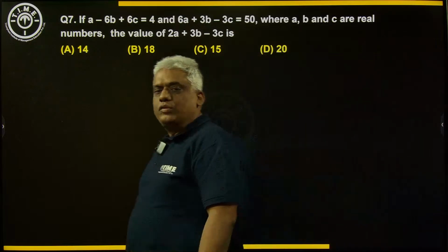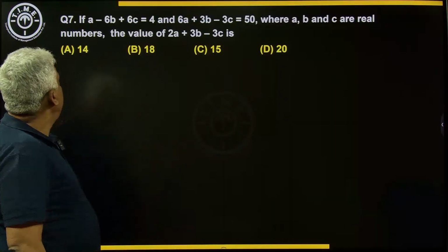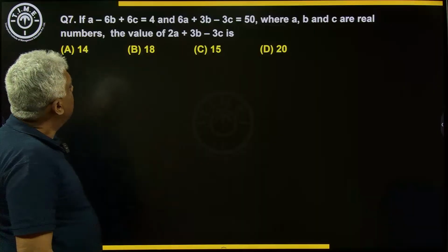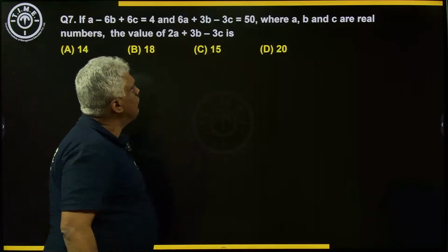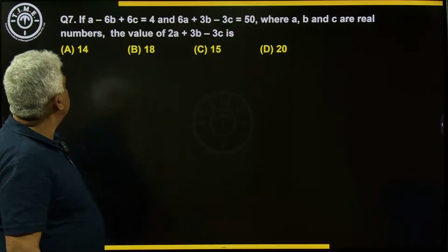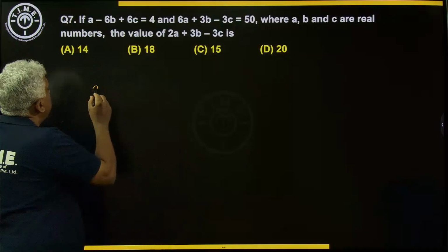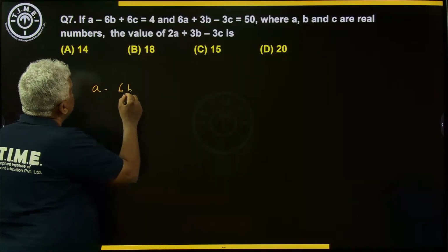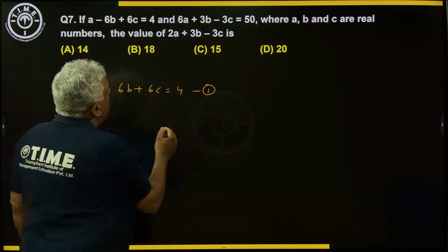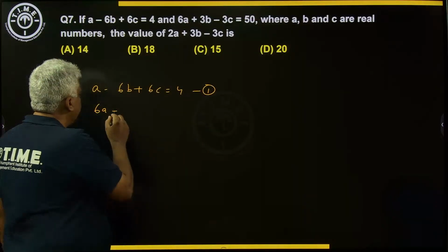Okay, let's do this question. Here, if a minus 6b plus 6c equals 4, and 6a plus 3b minus 3c equals 50, where a, b, and c are real numbers, then find the value of 2a plus 3b minus 3c. Now you see, a minus 6b plus 6c equals 4, and then 6a plus 3b minus 3c equals 50 is the second equation.